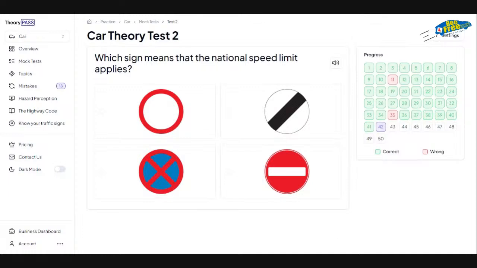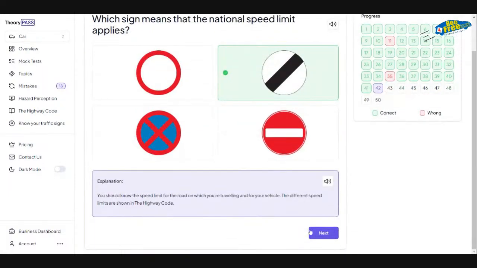Which sign means that the national speed limit applies? So how well do you know your signs? I'm hoping you're going to say this one, the white one with the black line, national speed limit. That depends on what vehicle you're driving and what type of road you're on. So make sure you know your speed limits, that's really important. If I'm a car on a dual carriageway and I see that sign, I can go at 70 miles an hour. If I'm on a single carriageway, then it would be 60 miles an hour.